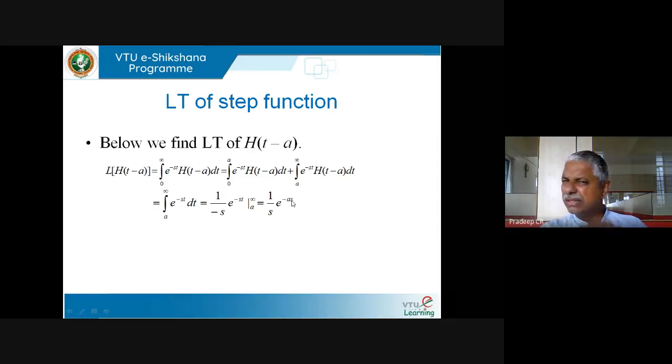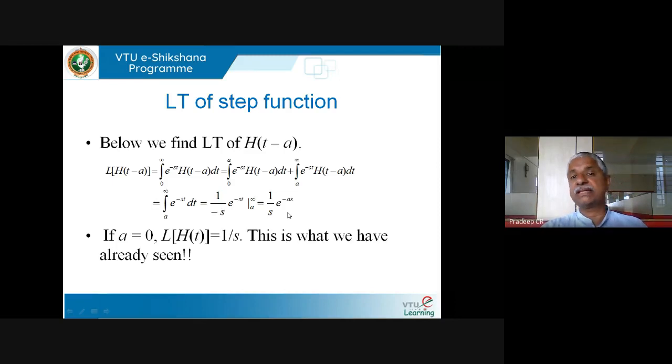We have almost seen this before. For example, if a equal to 0, this is nothing but the constant function 1. H(t) is the same as the constant function 1 because I am interested only in positive values of t. For that I know the Laplace transform is 1 by s. Yes, if a equal to 0, you will get 1 by s. This we had already seen, so what we have done is a generalization of the previous one.